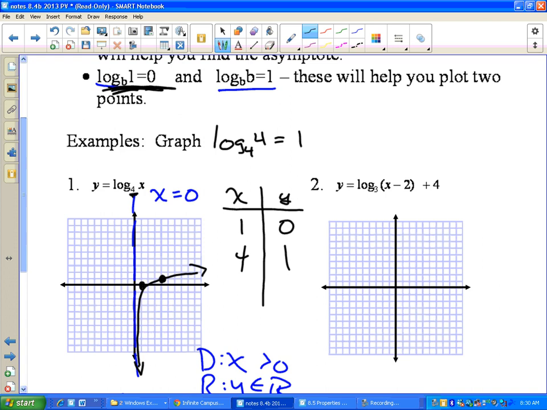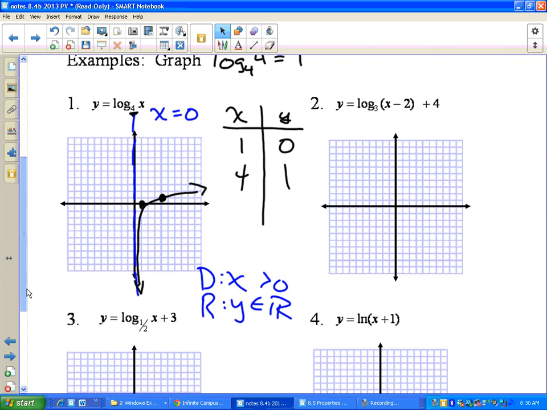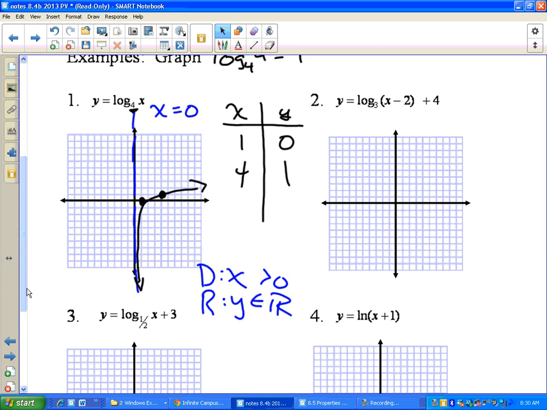Let's look at number 2. Again, where is my asymptote?